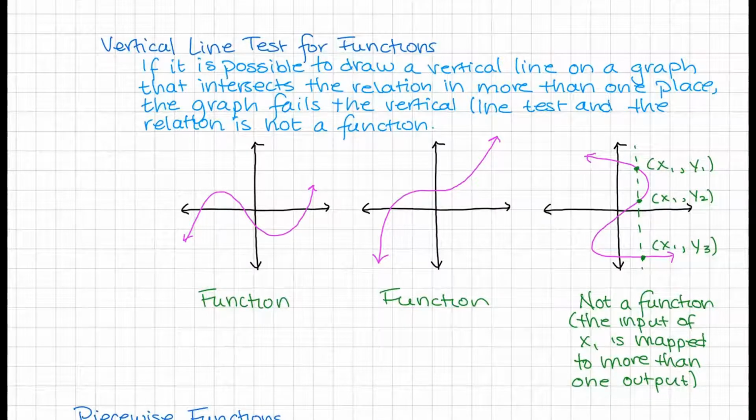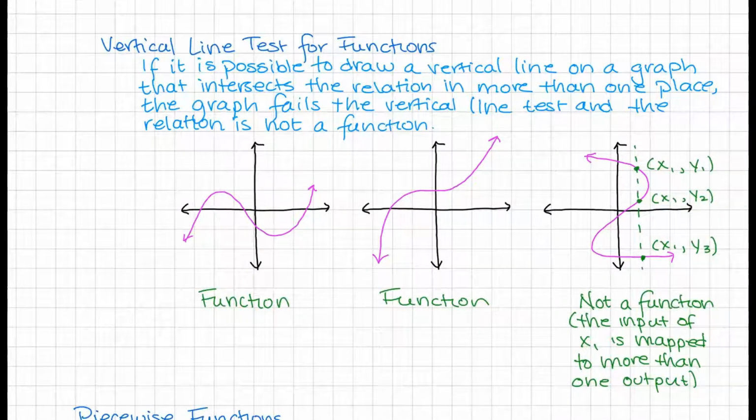Sorry, I should say more than one place. The third graph, though, as long as there's one place where you can draw a vertical line that intersects the graph in more than one spot, it fails the vertical line test. Now, it turns out I could have drawn that vertical line almost anywhere and it would have crossed in more than one place. But here's 3 places. It's more than one place, not a function.